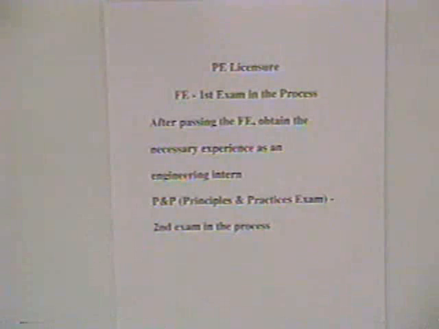Now, the actual process of the PE licensure varies from state to state, but let me just tell you in general what the two procedures are. In virtually all states, the first step in the licensure process is to pass the Fundamentals of Engineering exam. After you pass the engineering exam, then you have to obtain experience as an engineering intern. Sometimes this is called an engineer in training. And then after you obtain the necessary experience, then you have a second exam that you take, and this exam is called the Principles and Practices exam. It's the second exam in the process, and it is an exam that is discipline specific.